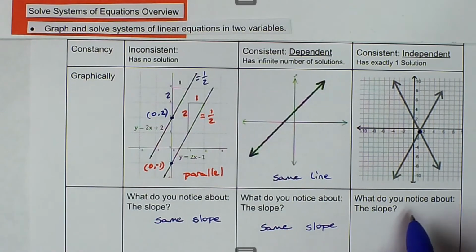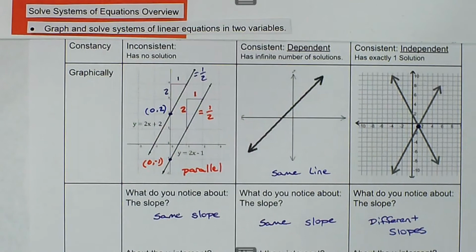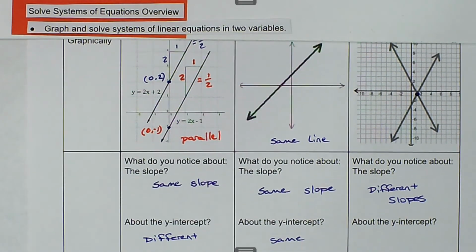So what do you notice about the slopes? They have different slopes. And what do you notice about the y-intercept? They have different y-intercepts. This is not always, so let's put a little asterisk here, not all the time.